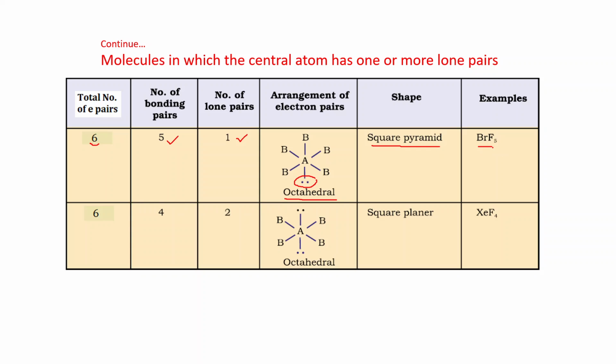For example, BrF5. If total number of electron pairs are 6, out of 6, 4 are bond pair and 2 are lone pair, then these 6 electron pairs arrange octahedral, and due to the presence of these 2 lone pair of electrons, its shape becomes square planar. For example, XeF4.